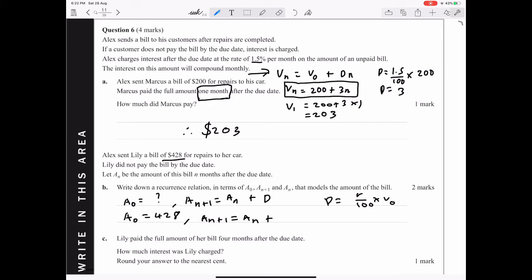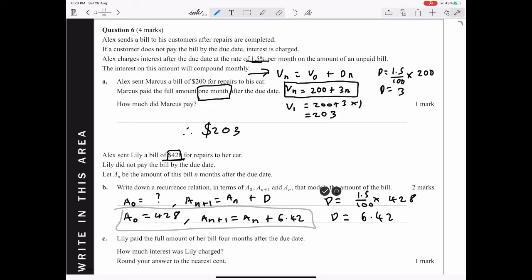So we know that Alex charges interest at the rate of 1.5% per annum, so 1.5 times V0. V0 is, in this case, $428, which is the bill Lily got sent. If you do that on your calculator, you will get 6.42. So therefore, this is a recurrence relation that will model the amount of Lily's bill after each month.